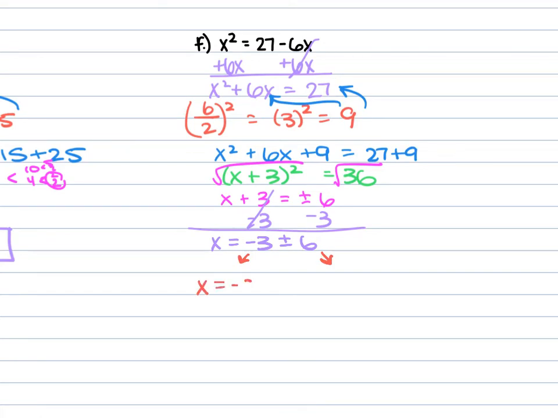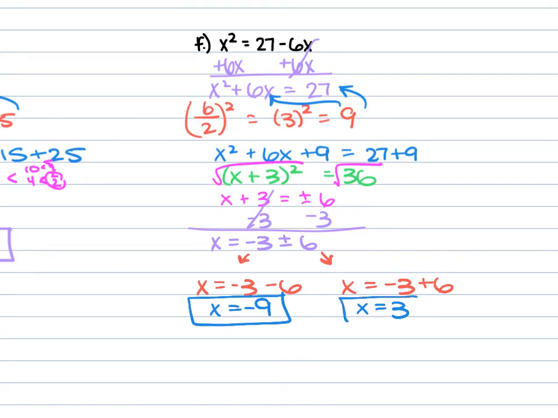We have x is equal to negative 3 minus 6, and x is equal to negative 3 plus 6. Negative 3 minus 6 is negative 9, and negative 3 plus 6 is 3. So x is equal to negative 9, x is equal to 3.